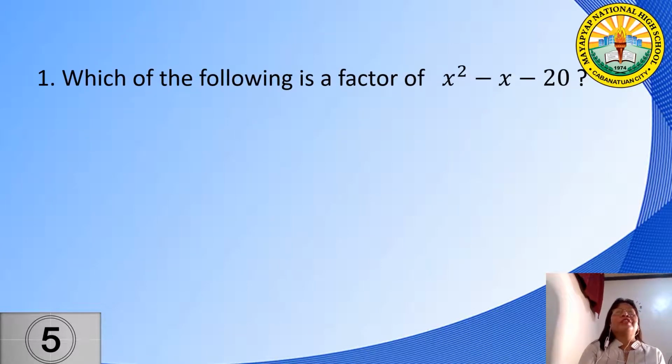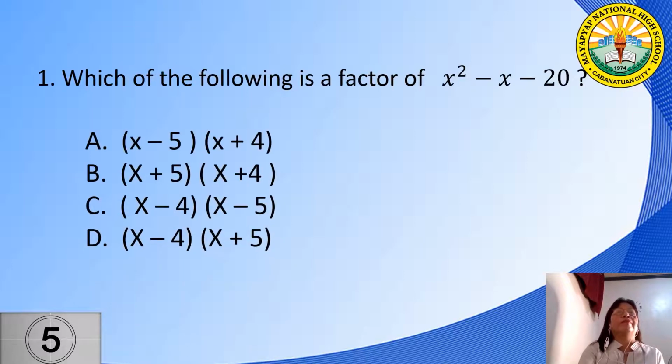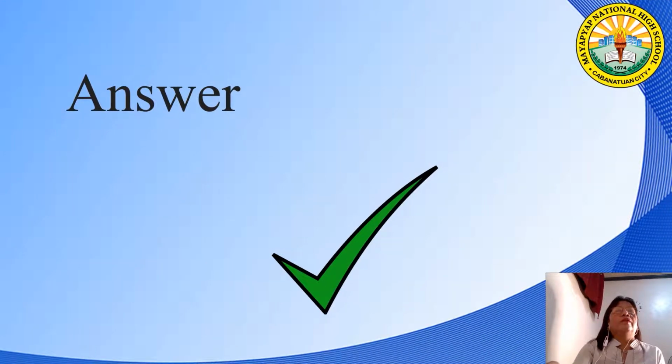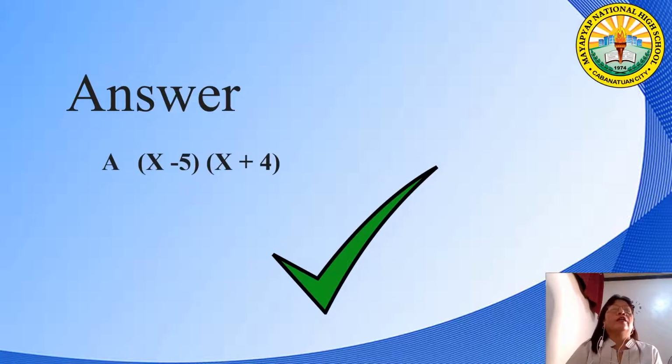Which of the following is a factor of x squared minus x minus 20? What do you think is the answer? Timer starts now. Very good. The correct answer is letter A. Quantity x minus 5 times quantity x plus 4.